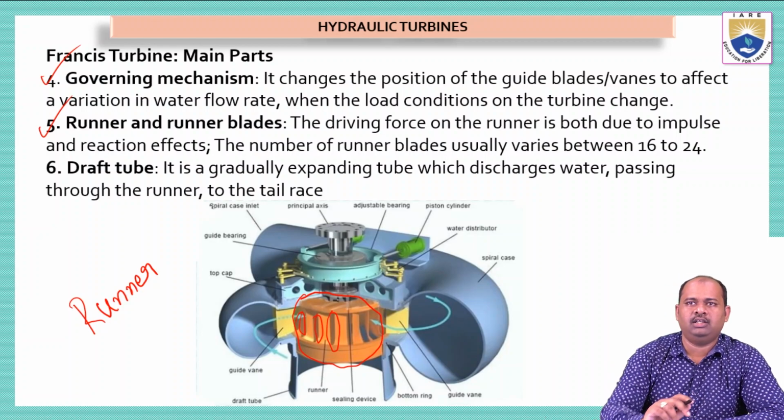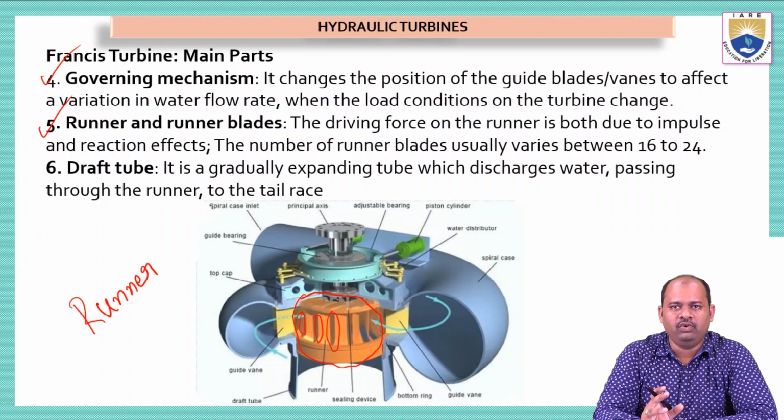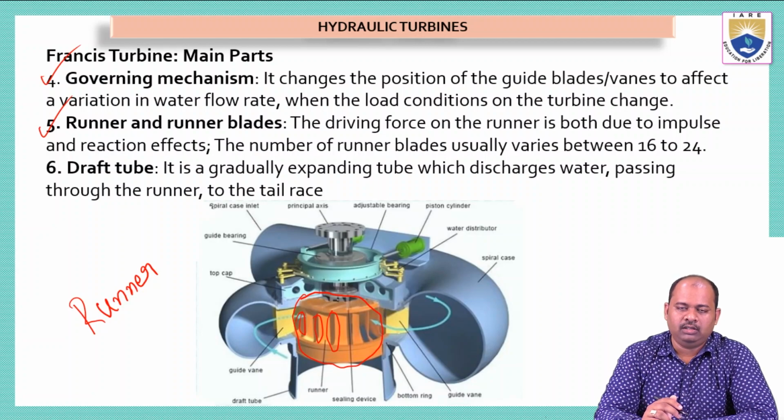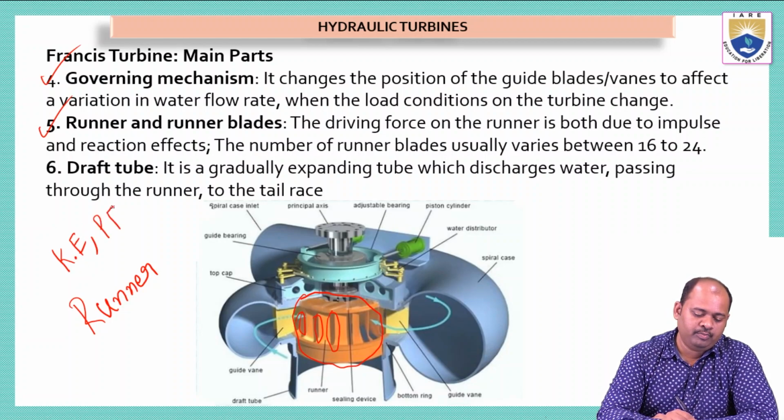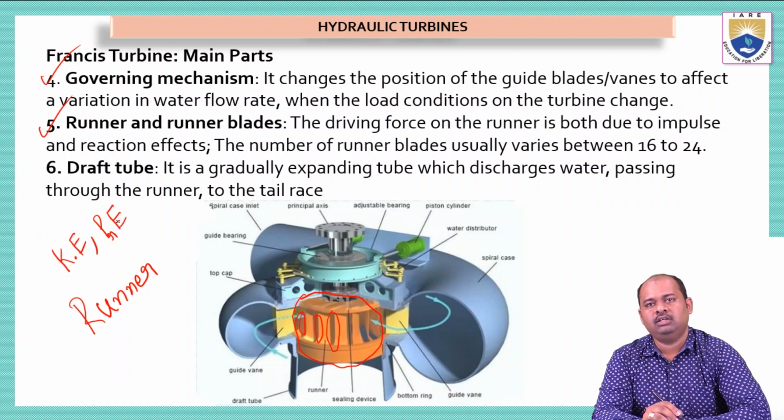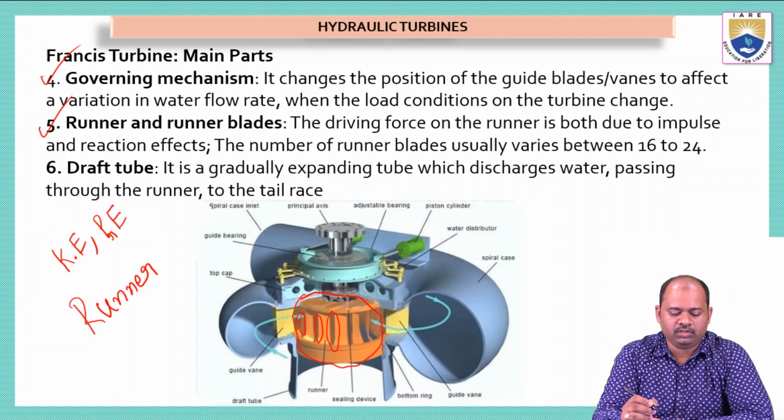So for the runner and runner blades, the force acting on them is due to both impulse and reaction effects. That means there are two types of forces acting on the runner. One is kinetic energy, as we have seen in the previous slide. The second one is pressure energy. It is not potential energy. Here it is pressure energy, and it is also called the reaction effect. Because of these two forces acting on the turbine vanes, the runner will rotate.